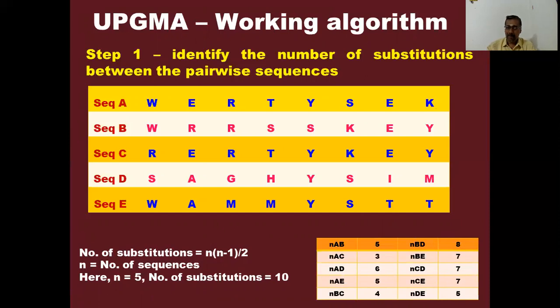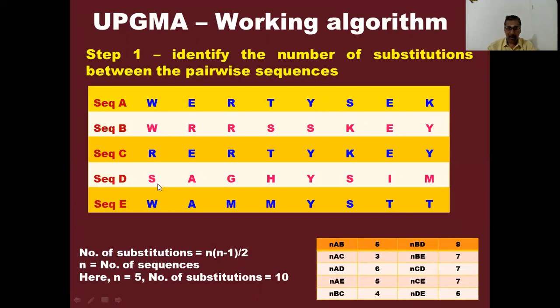and calculate the number of replacements. Now here you see, if for example I take AB, how many different mismatches are existing between A and B? Here you can see this is one mismatch: 1, 2, 3, 4, 5. 5 mismatches. Now here you can see DE.